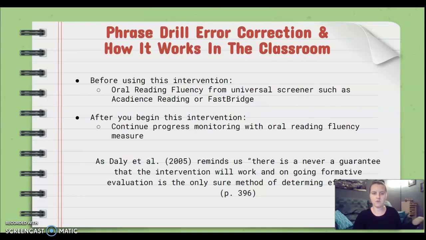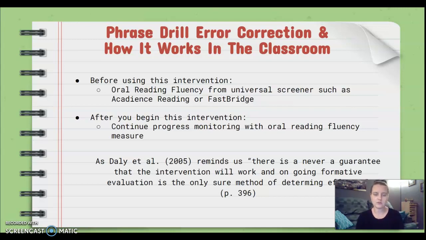Okay, moving forward, let's see how this would work in the classroom. Before you even begin this intervention, the suggestion is to make sure that you know the measure of your students' oral reading fluency by using a universal screener such as Cadence Reading or FastBridge, just to see a baseline of where they are. After you've begun this intervention, the suggestion is to continue progress monitoring with any oral reading fluency measure that you have. Again, those can be supplied through Cadence Reading or FastBridge.